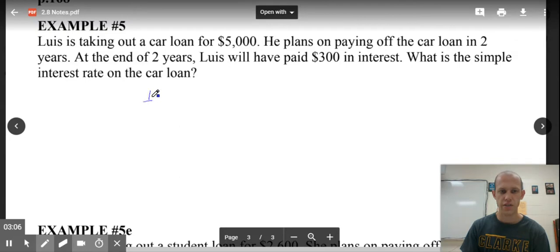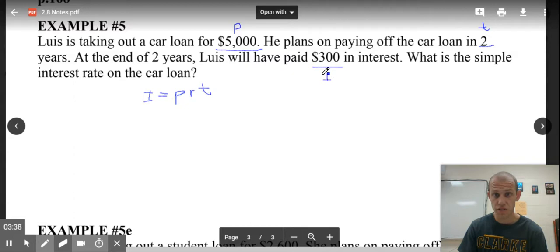So let's look at our equation first. I start by writing it out completely blank. I just have the symbols there. So I need to fill in what I do know. Look at the numbers and identify what they are. The 5,000, that's the loan. That would be the principal. He's paying off the loan in 2 years. That would be our time. And it says after 2 years, Lewis will have paid $300 in interest. This would be the I, the interest.